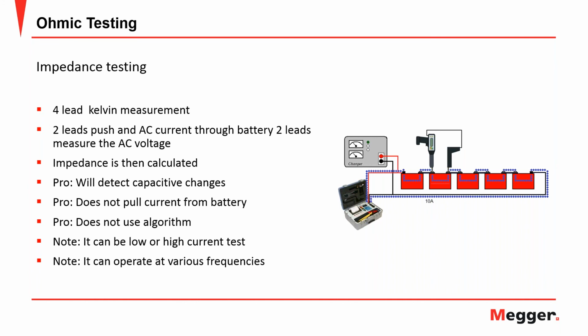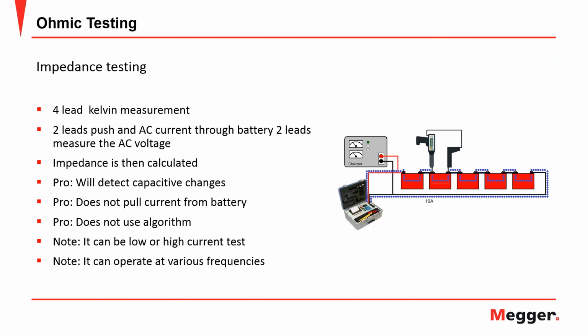Note that these types of test sets can either work on low current or high current, so you want to make sure you pick the right one for your battery string. And they can also operate at various frequencies. The higher the frequency, the more in the noise range you are. You really want to go with lower frequencies. And if you're going to be doing testing on lithium ion, you have to use low frequencies in order to do the testing.